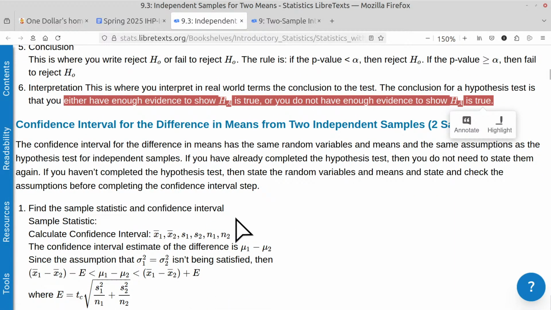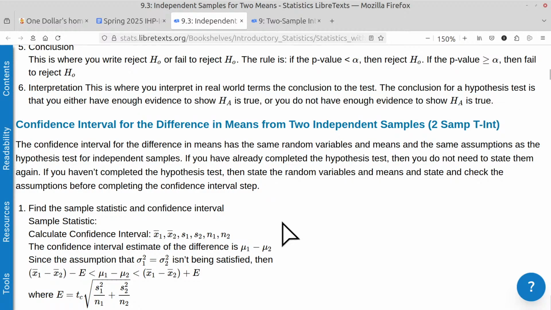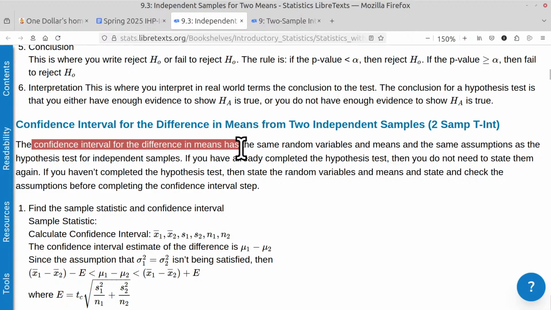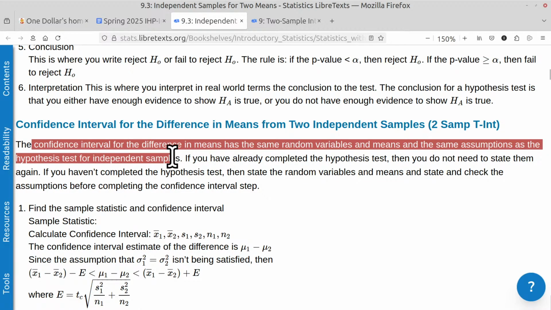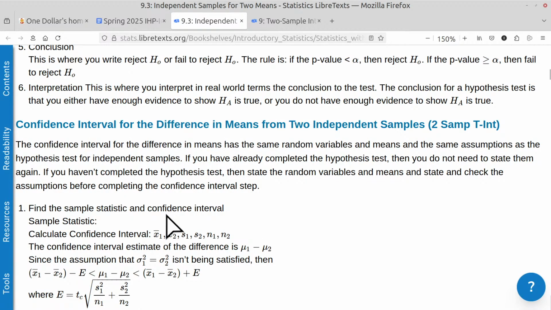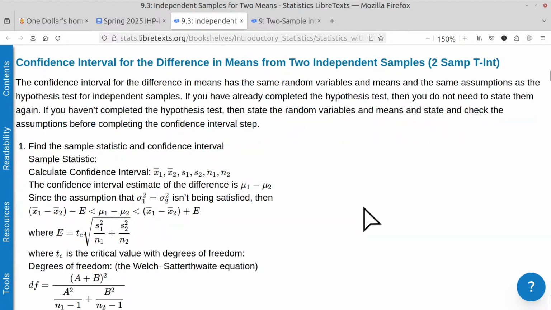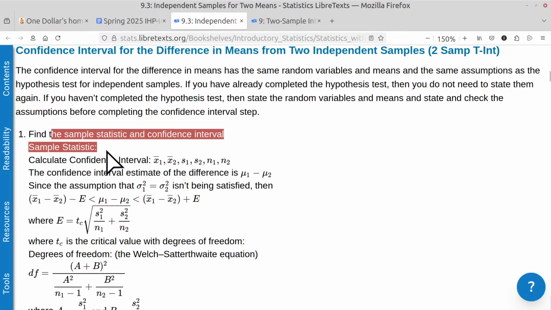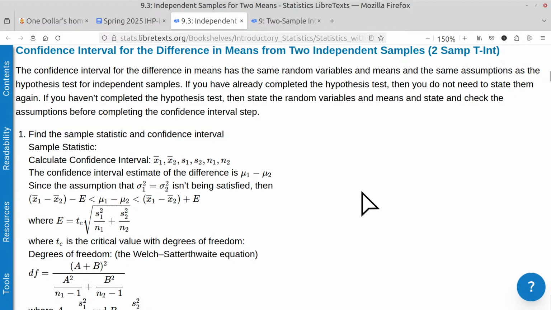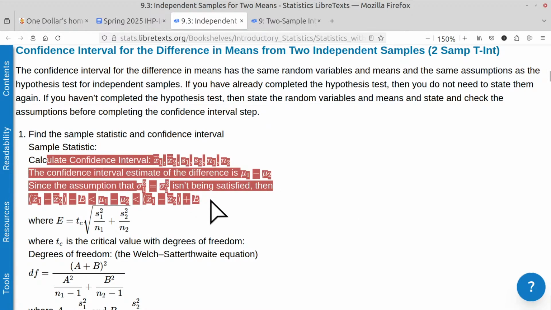Confidence interval for the difference in means from two independent samples. The confidence interval for the difference in means has the same random variables and the same assumptions as the hypothesis test. Completing the confidence interval step looks like this: find a sample statistic and a confidence interval like this one.